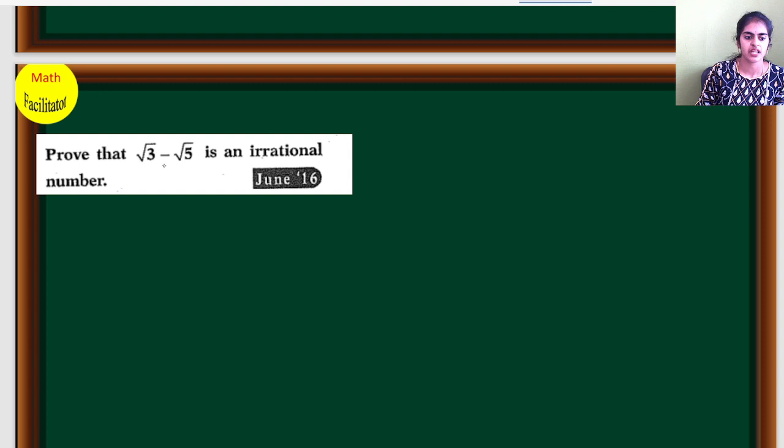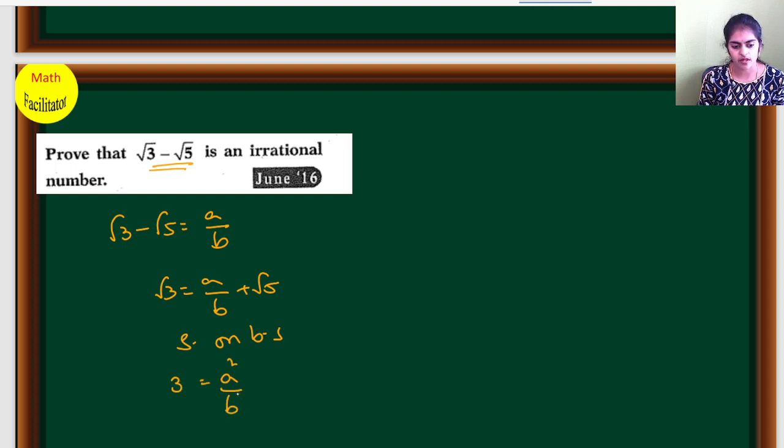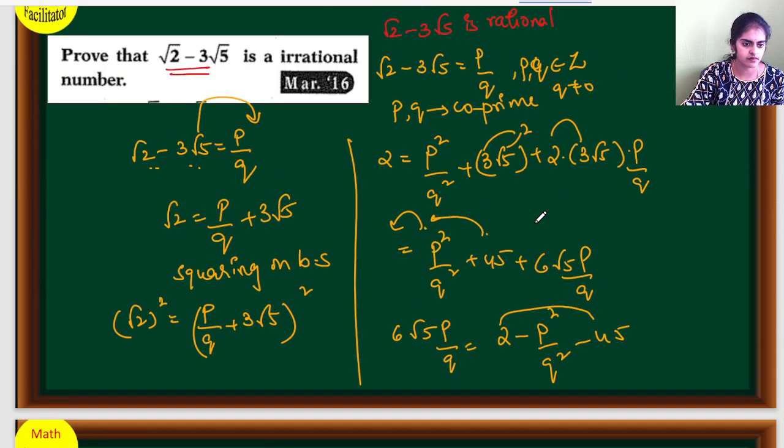I'll give you. See here. Root 2 minus 3 root 5 is irrational. So what you will do? First step, you can take it as a by b also, as I told you. So I'm just directly writing the steps. Now what will you do? Squaring on both sides. So 3 equal to, you will get it as a square by b square plus 5 plus 2 root 5 upon a by b. Yes or no? Right?